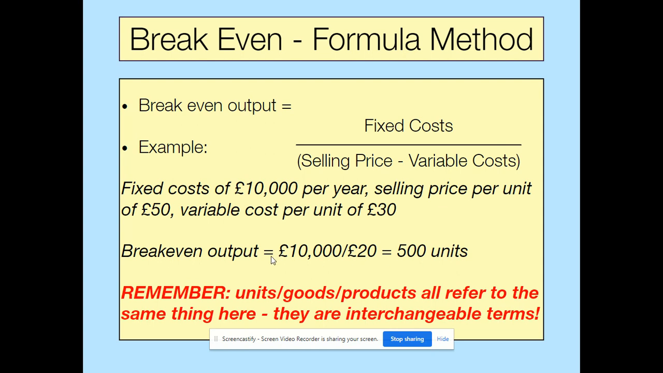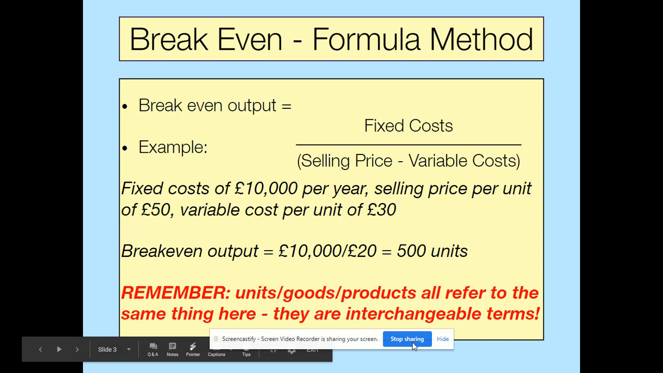Okay, now, break-even output is calculated obviously by finding the fixed cost, which you plug in there, and then we do 50, which is the selling price per unit, minus 30, which is the variable cost per unit. Okay, so 50 minus 30 is 20, and we get 500. Remember, this is something that you probably intuitively know, units, goods, products all refer to the exact same thing, and they're interchangeable terms. You can literally talk about them as if they were the same thing.